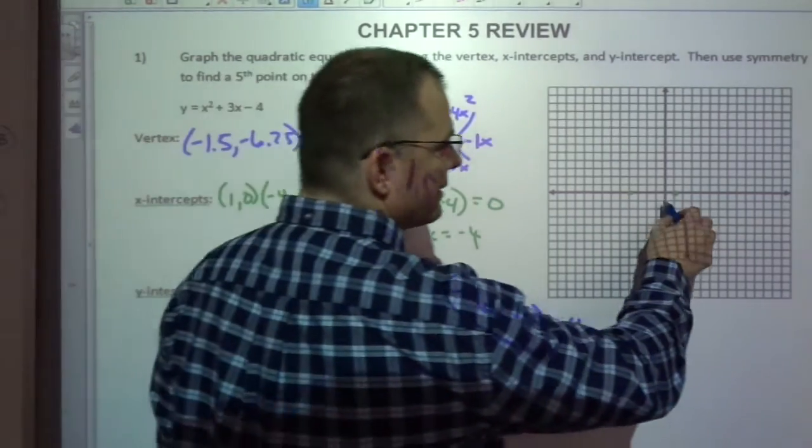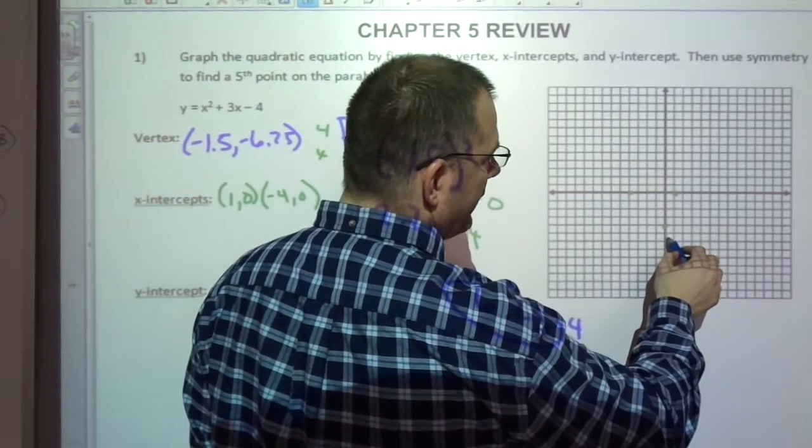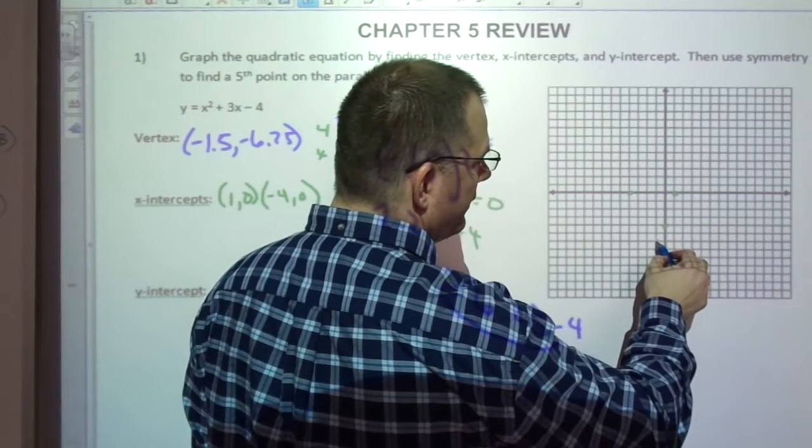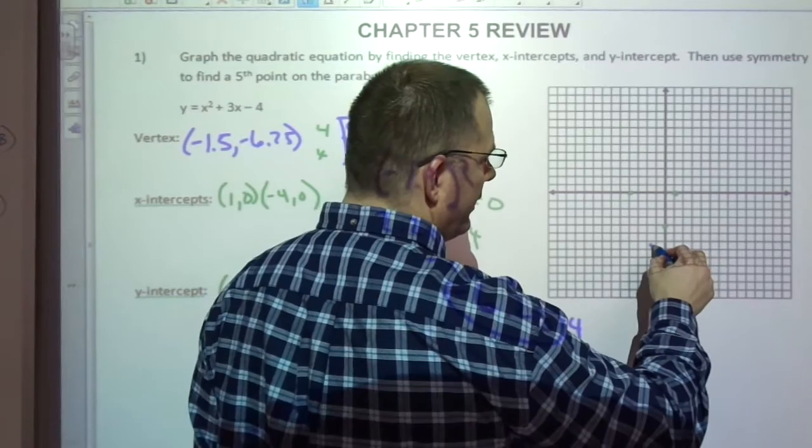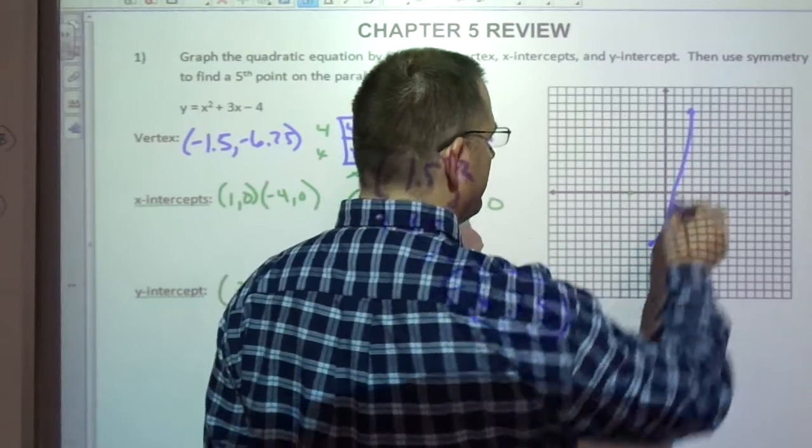So that tells me it's going to be 1, 2, 3, 4, 5, 6.25, and it's 1.5 right about there. Here is my parabola.